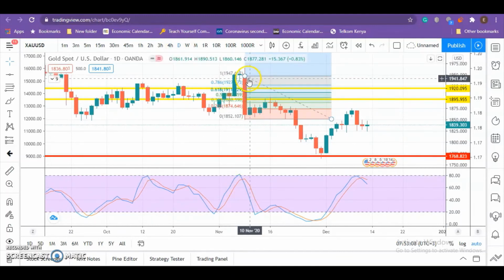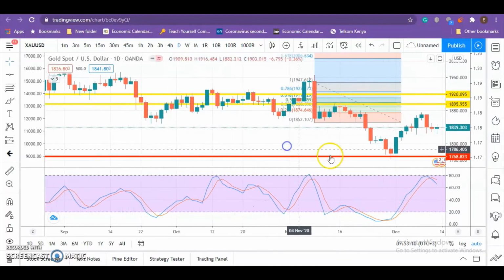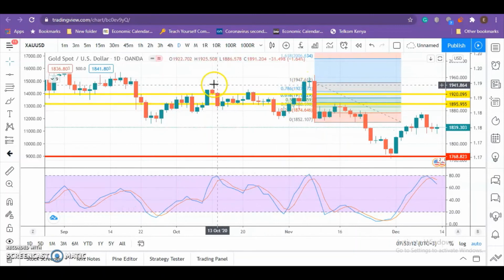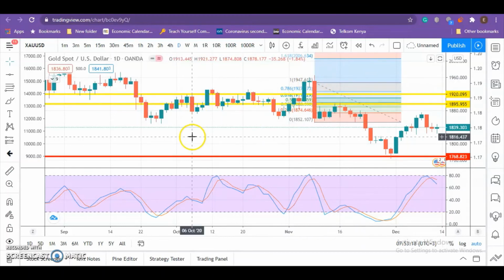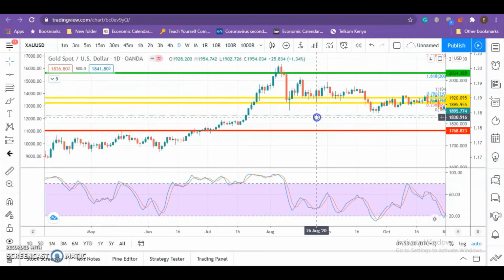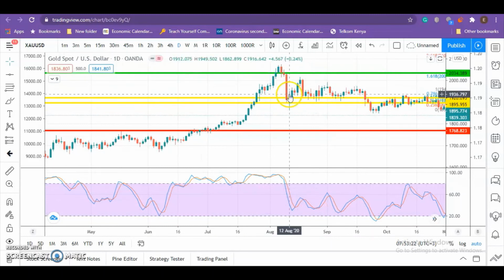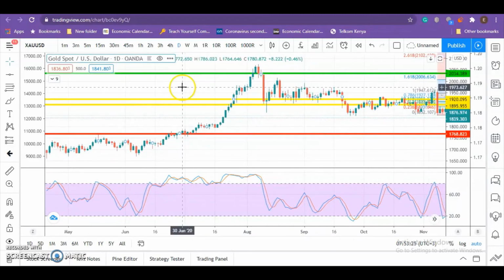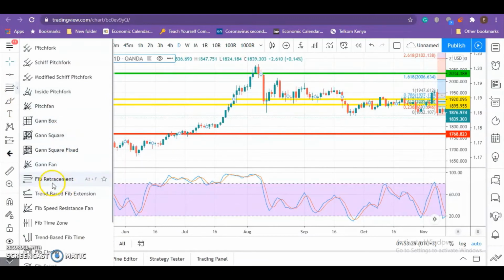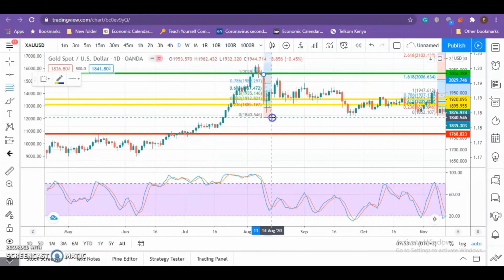Also, let's look at this structure here. See where I would have gotten in. Let me look at another one here. Actually, this one is a pretty good one. So with this one, I actually would have, let's plot that.